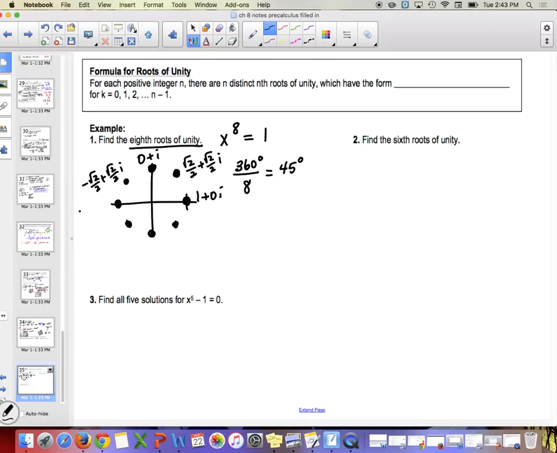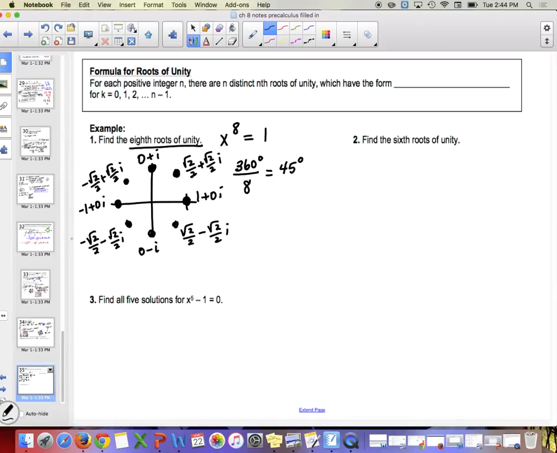Okay, the next one, negative 1 plus 0i. You see where I'm getting all these numbers? Negative root 2 over 2 minus root 2 over 2i. 0 minus i. And positive root 2 over 2 minus root 2 over 2i. Those are the 8 solutions.